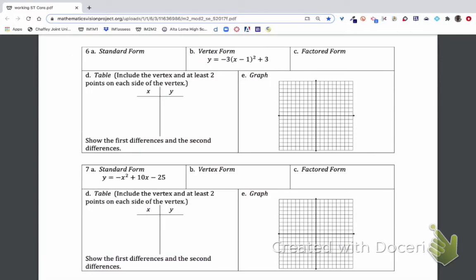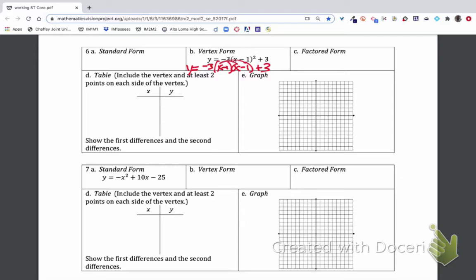For number 6, we have our vertex form. Awesome. We need to get it into standard and factored form. So to do that, I'll rewrite this a little bit. So y equals negative 3 times x minus 1 times x minus 1 plus 3. Now it's going to get a little bit messy here because we need to do some work in order to make it happen.